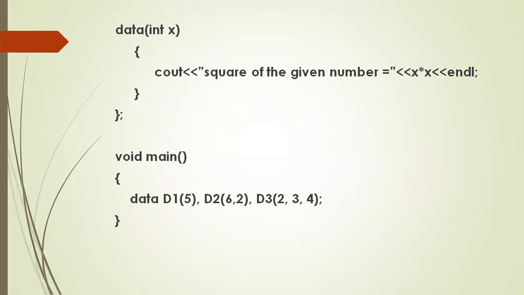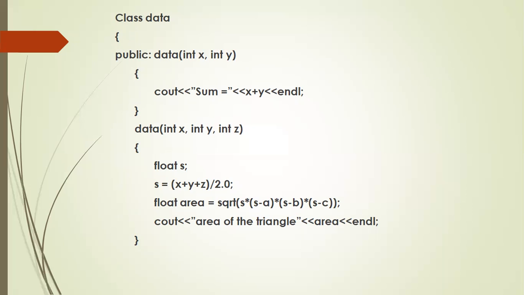So in this example, why have I not declared any private data here? Because within each constructor, I'm displaying the result also. So there is no need to take extra data member. So in this example, the class name is what? The class name is data. How many constructors? Three constructors. First constructor data has two parameters. The purpose of the first constructor is to find the sum of two numbers. The second constructor has three parameters. The three parameters represent the lengths of the three sides of the triangle, and the purpose of that constructor is to find the area of the triangle.